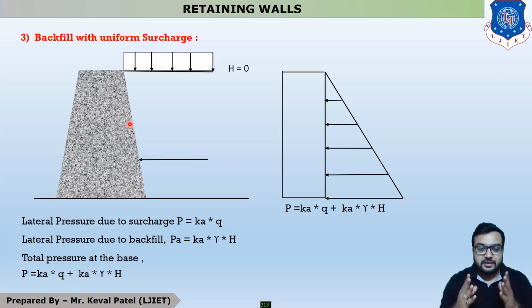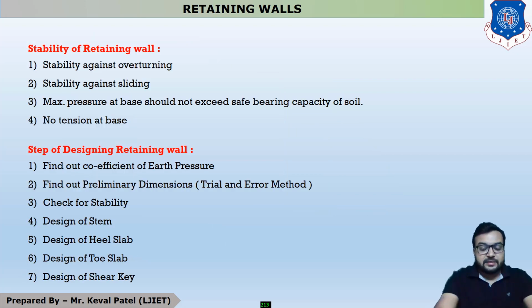So this is the end of our theory, lateral earth pressure on retaining wall. After that, we are discussing stability checks. So students, there are four stability checks, in which checks number 1, 2 and 3 are discussed in our example, and check number 4 is not discussed in your example. So our first check is stability against overturning.